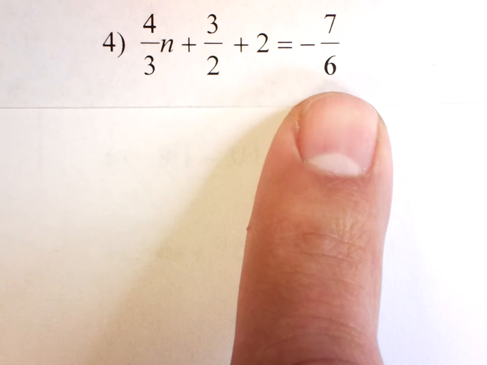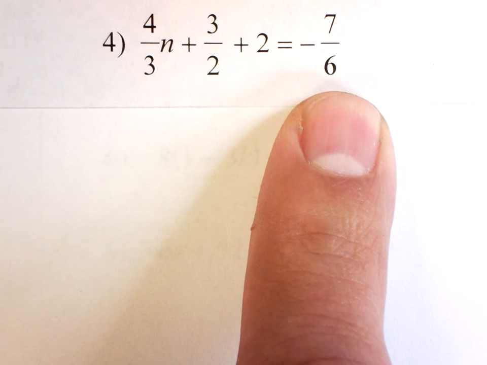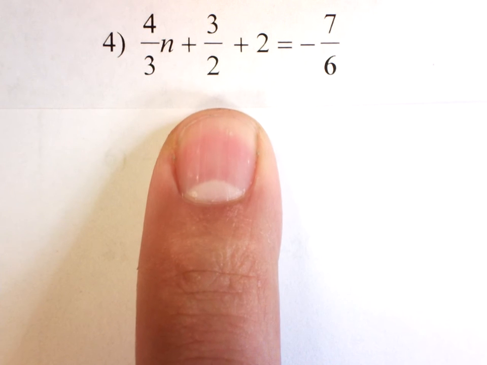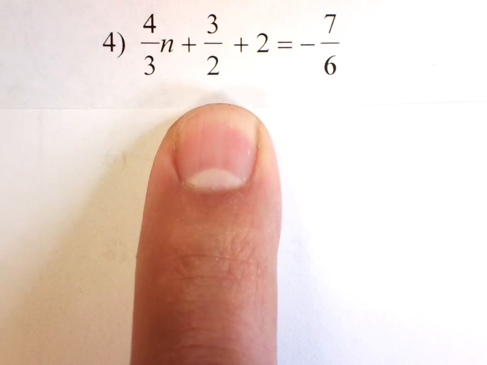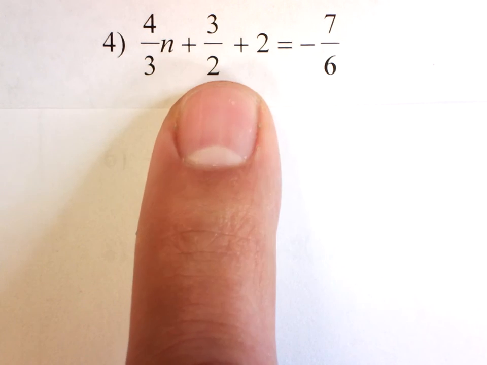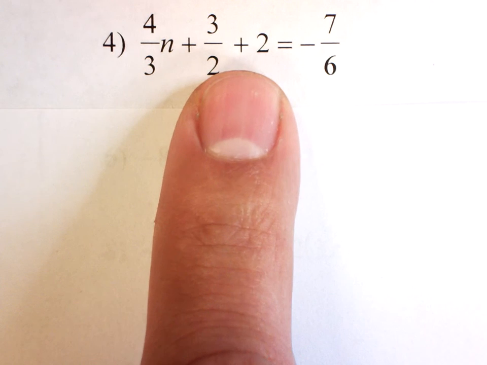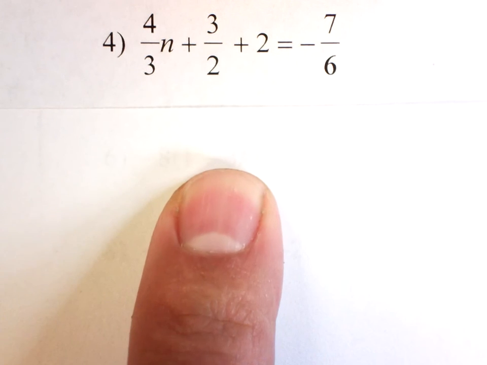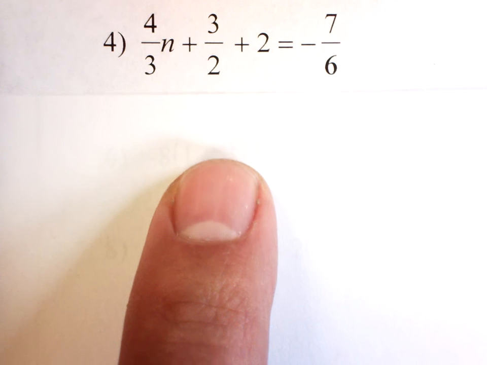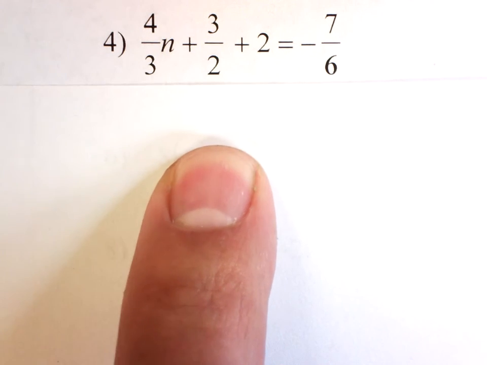Nothing to simplify on this side. Negative 7 over 6 is already simplified. Over here, you know what? I do have like terms. I could add this 3 over 2 plus a 2, I could if I wanted to. But I'm just going to get rid of the fractions from the get-go. I'm not even going to try adding the fractions. I'm just going to get rid of them.